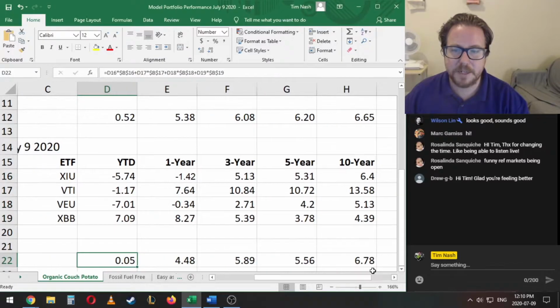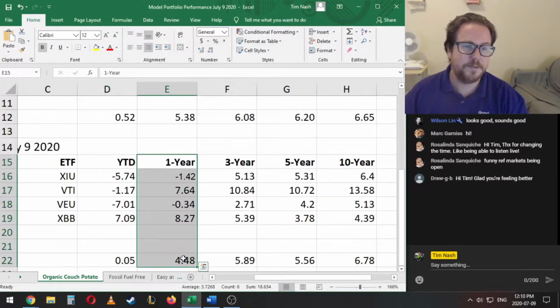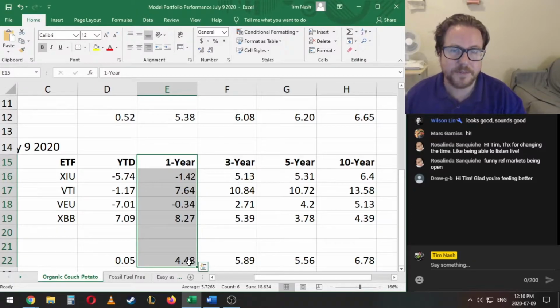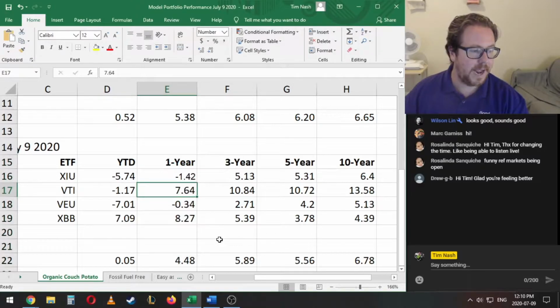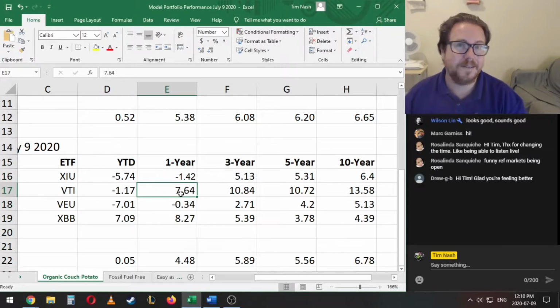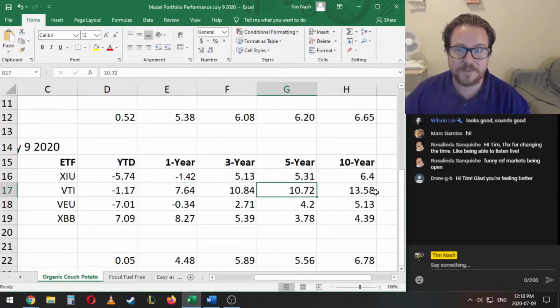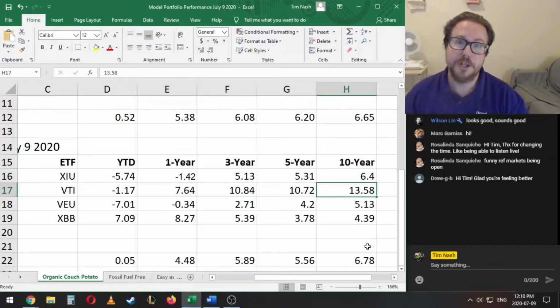When we look at the historic returns, you can see the last half of the year, last year of 2019, was actually pretty decent. You can see it's really being carried by the US equity. The US stocks have done the best over the last year, over the last 3 years, over the last 5 years, and over the last 10 years. The US stock market has been the strongest.